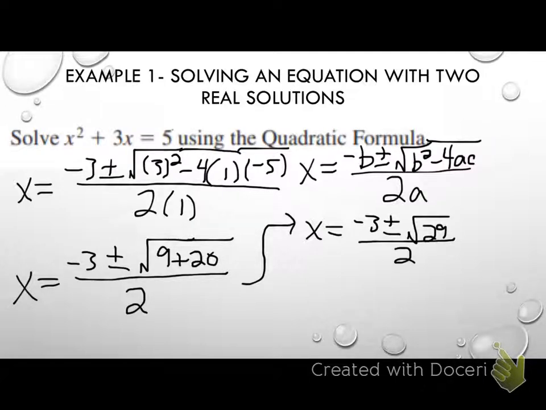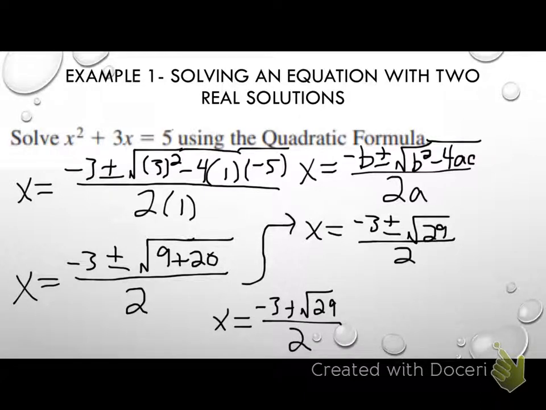I can't do any simplifying with all 3 of my numbers outside the radical, because the only number that goes into -3, 1, and 2 is just 1. So it's just going to stay like that. So my 2 answers are x equals -3 plus the square root of 29 over 2, right?